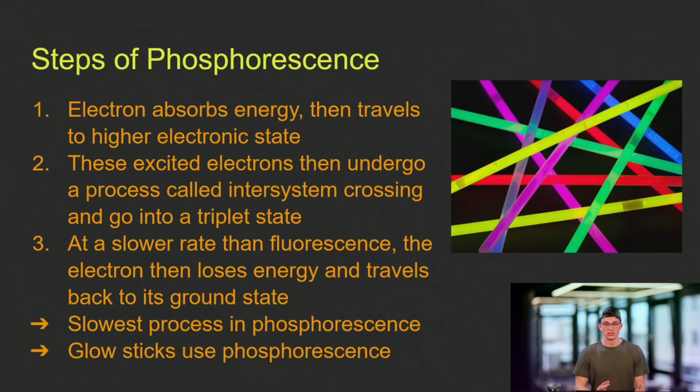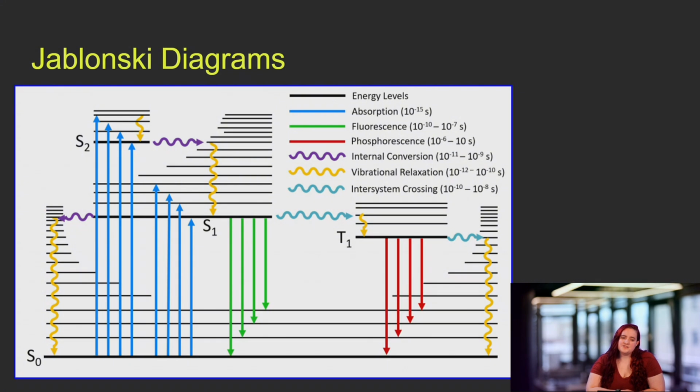This can take 10, 20 seconds, even up to a few hours. And this is why glow sticks use phosphorescence, because these glow sticks will last for 12 hours before completely stopping their glowing. And at this section, we're going to go over the Jablonski diagrams. It's sort of a condensed version of everything that we've talked about earlier. It looks a bit intense, but it can be broken down quite easily.